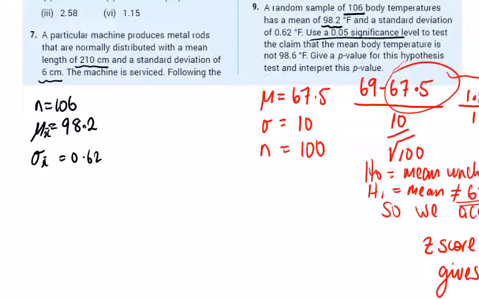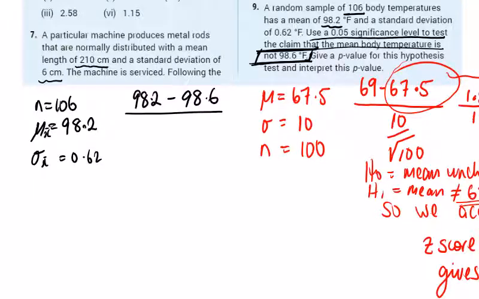Use a 0.05 significance level to test the claim that the mean body temperature is not 98.6. So we're testing 98.6 here against 98.2. We got the sample to be 98.2. We're asked, is there evidence to suggest that it's not 98.6? We'll come back and do H1 and H0 in a minute.